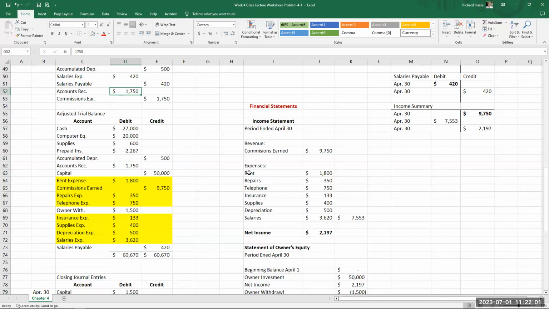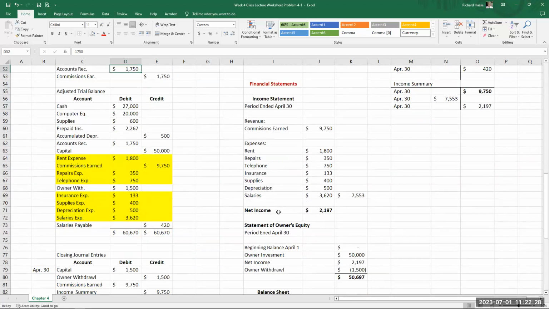Well, here are the financial statements for this company from problem 41A. Notice the income statement for the period ending April 30th just takes all the revenue and expense accounts. I've highlighted them here in yellow. Notice there are no asset, no liability, no capital accounts, no owner's equity accounts in the income statement. It's a statement of revenues and expenses. Notice commissions earned, $97.50. That's the balance in the commissions earned account. Notice all the rent expenses totaling $7,553.